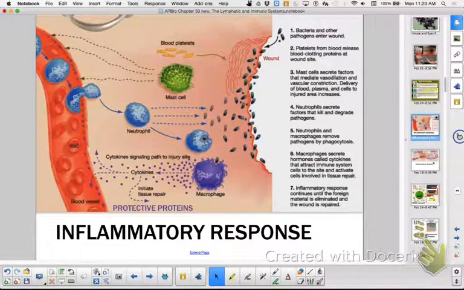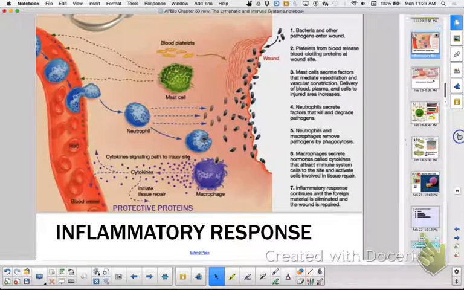All right? Slate, it's all yours. Talk about it. Go. Own it. Bacteria and other pathogens enter the body. And then platelets from blood release blood products. And then cells that mediate vasodilation and vascular constriction, delivery of blood plasma and cells to the injured area increases. I need good tissue.